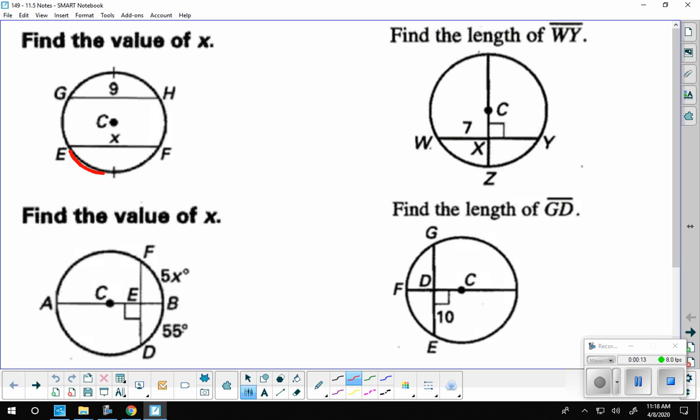Since arc EF is congruent to arc GH, we know that these two chords are congruent, so x equals 9 here.